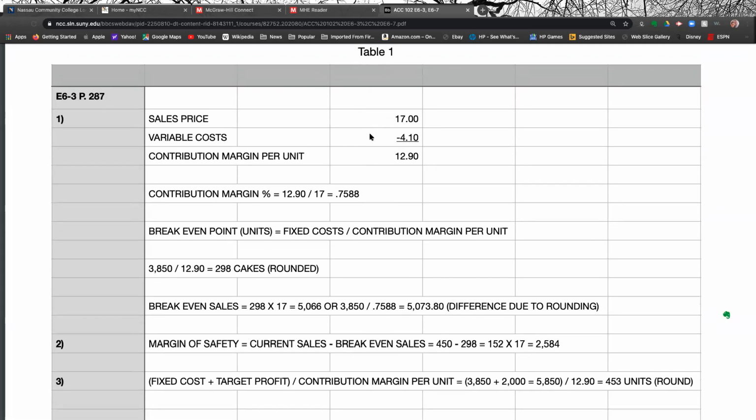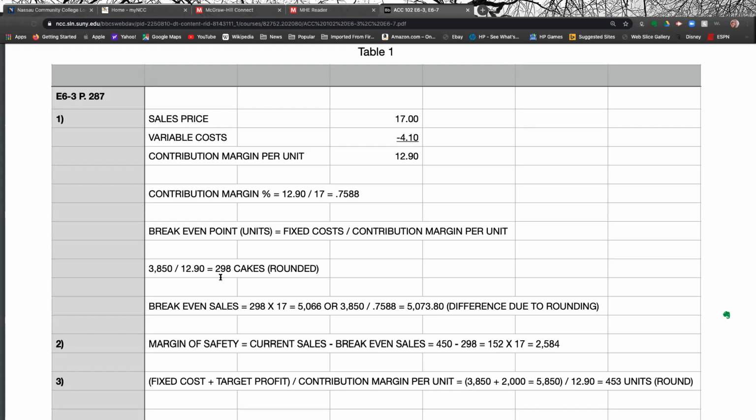So how many units do I have to sell to break even? If I take the fixed cost, which is $3,850, and I divide it by the contribution margin, which is $12.90, that comes out to 298 cakes. I had to round that, right? I think it came out to a little more than 298. I rounded to 298. So I have to sell 298 cakes to break even.